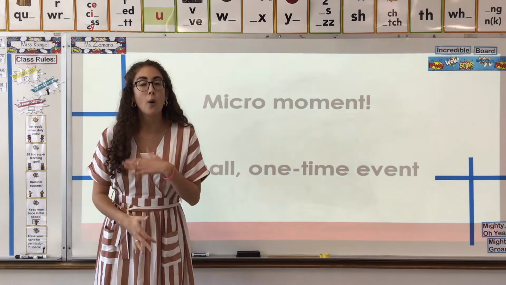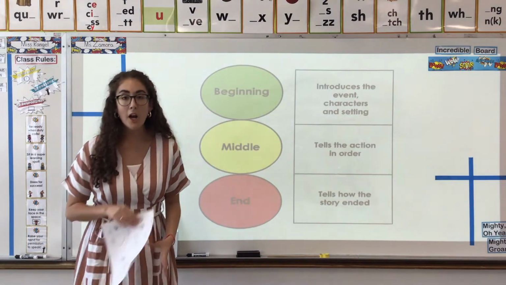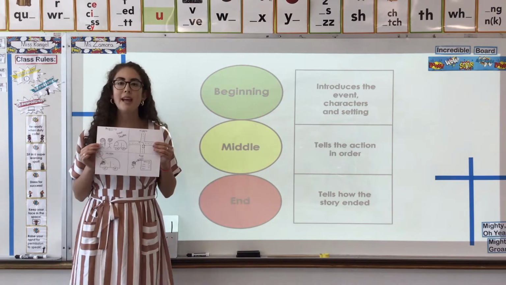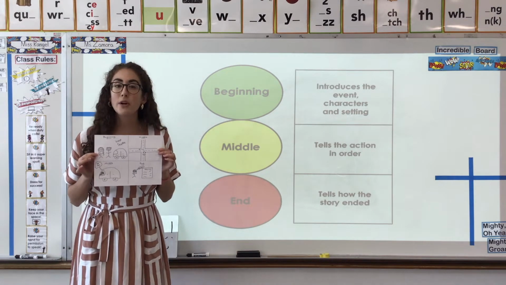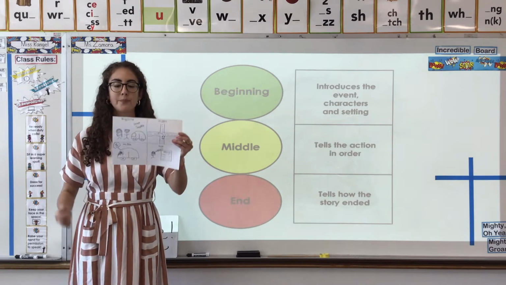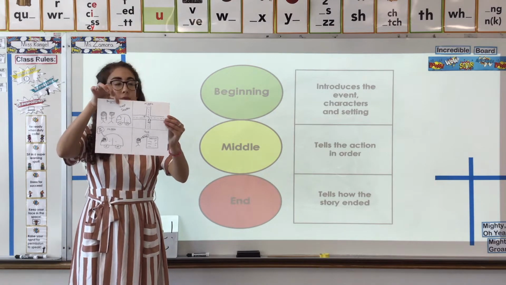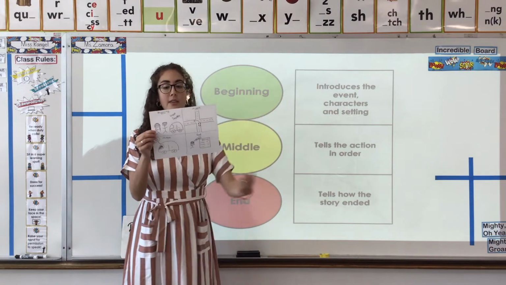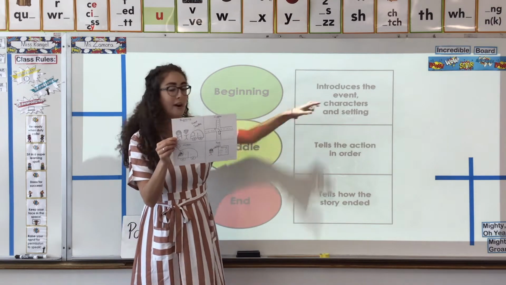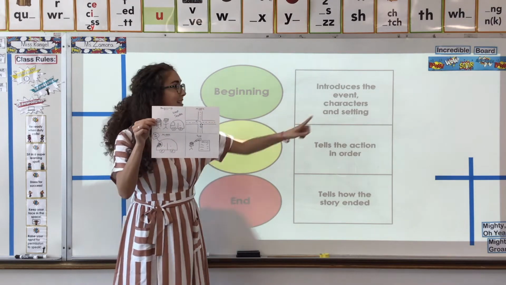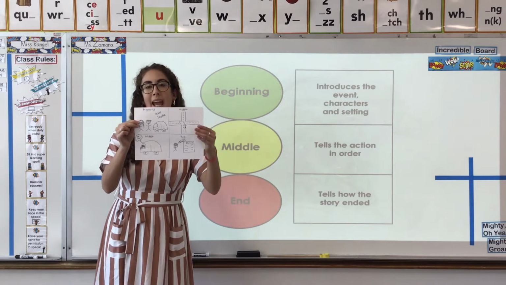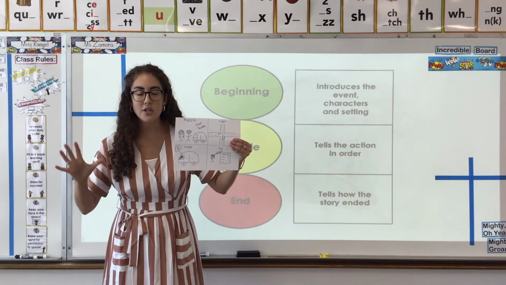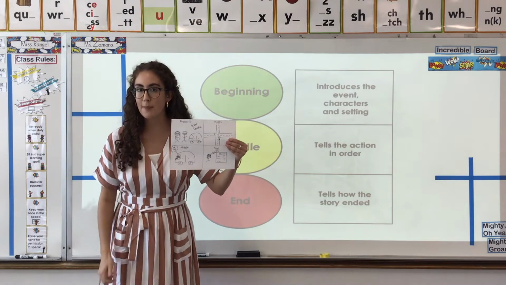So Super Scholars, when we're writing our outline, we are still going to remember all the important parts of a story, the beginning, middle, and the end. Let's remind ourselves what we're going to include in each part that we write. So in the beginning, that was the first box in your storyboard. The beginning introduces the event, characters, and the setting. In the beginning of our story, we're going to include all those parts to really set the stage and tell our reader what this story is about.